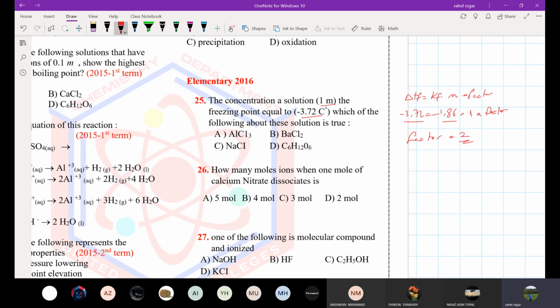Which one has a factor of 2? A has a factor of 4. B has a factor of 3. This one is 1. This one is 2. So the answer is C.